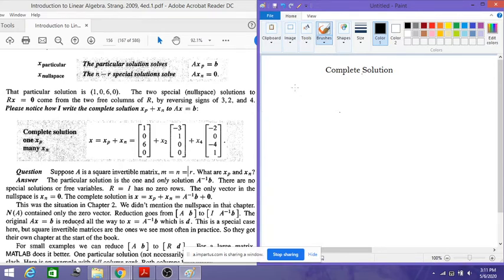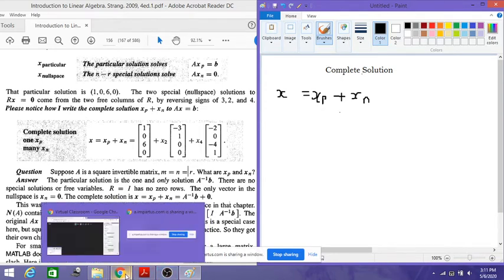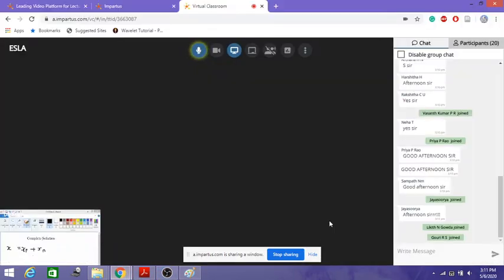By adding the particular solution, that is xp, and the null space solution, that is xn, we get the complete solution, that is equal to x. So how do we find xp? Let me quickly revise this. xp is nothing but a particular solution.